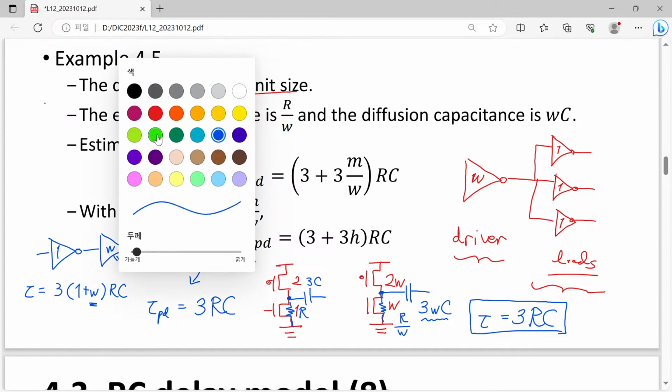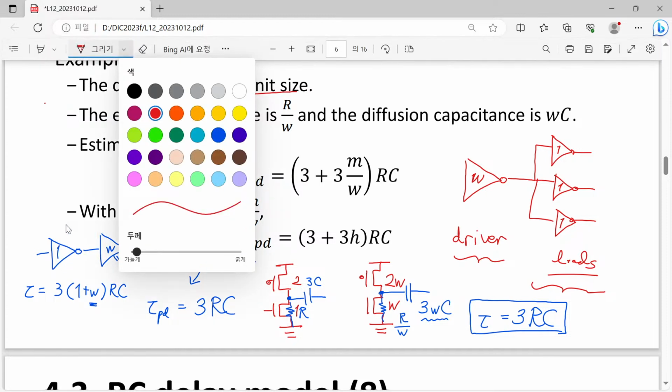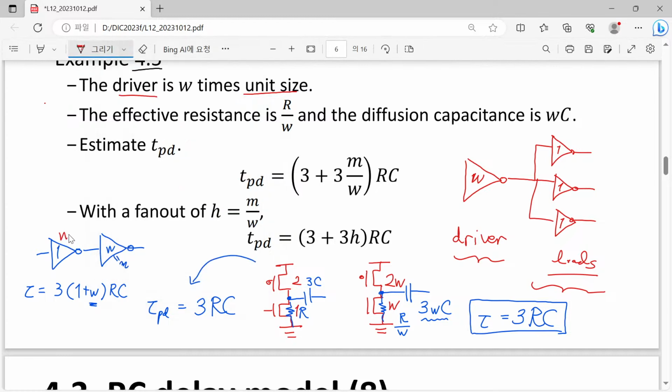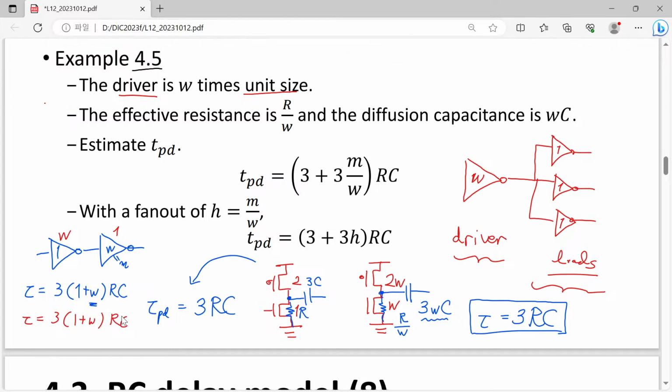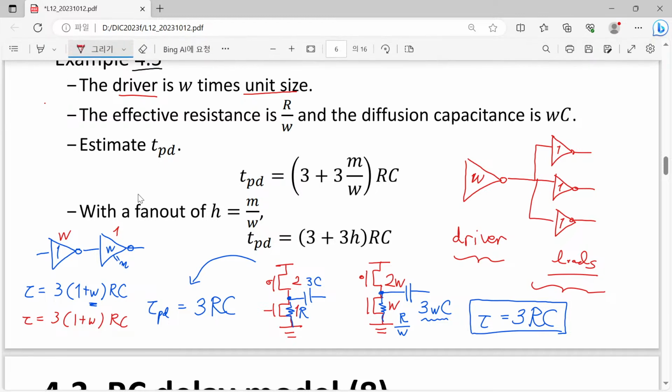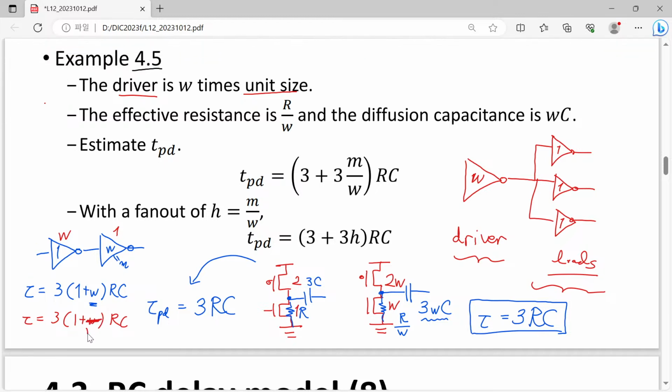Okay. However, that also gives us another question. That is quite interesting. Instead of this one, how about we make it this way? Then do you expect also the same thing, like 3 times (1 plus W) RC? Actually, it's not. The answer now becomes somewhat interesting, like 1 over W.